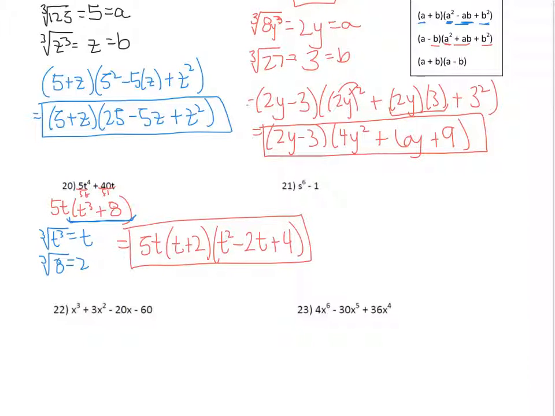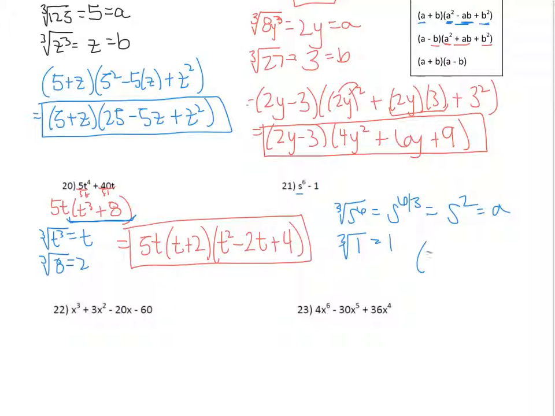I will go over 21 real quick just because I want you to see the cube root of s to the 6th. The cube root of s to the 6th power, think of it like s to the 6th divided by 3. Well, you're just going to divide it. You're going to get s squared to be your a value. And your b value will be the cube root of 1, which is 1. So then we'll plug it in the formula.